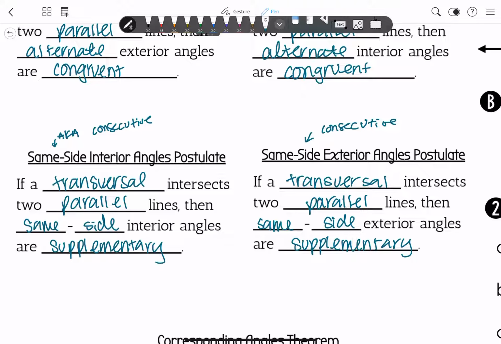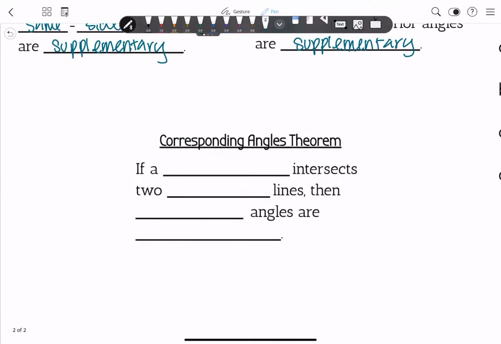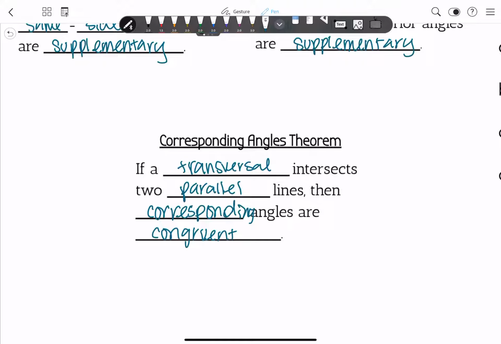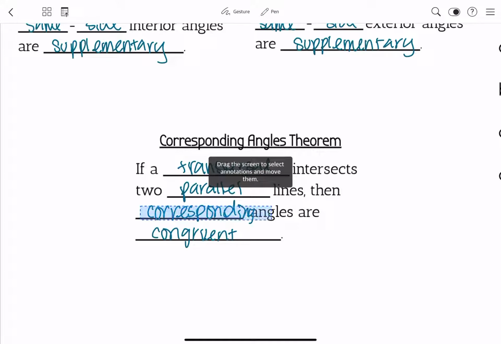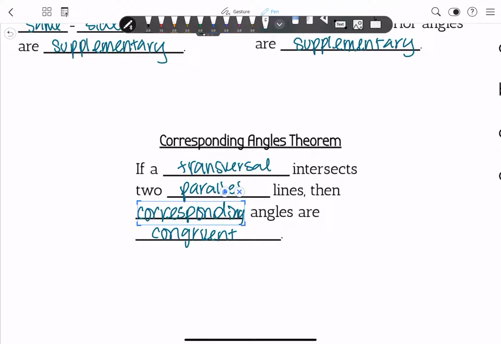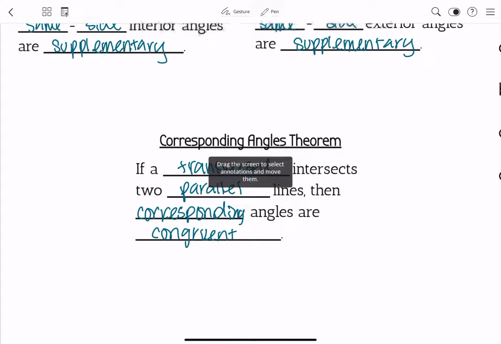And lastly, we've got our corresponding angles theorem. So if a transversal intersects two parallel lines, then corresponding angles are congruent. And that's what we were talking about. If we can do the copy-paste, we can only do the copy-paste and remember that they're congruent if the two lines are parallel.